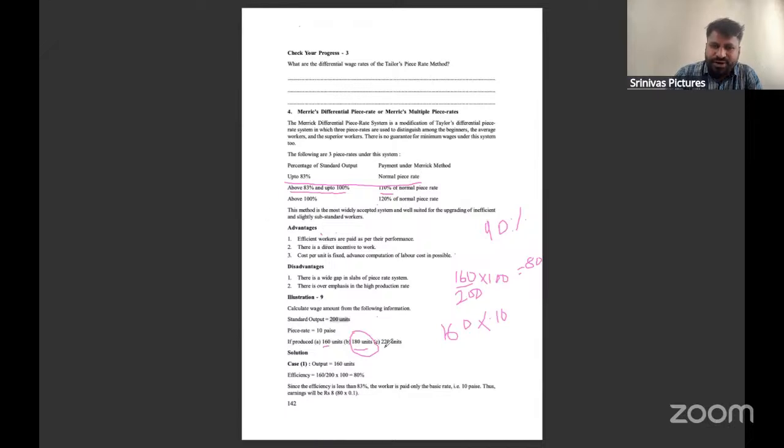And the third case is what? 220 units. Actually, the normal standard output is 200, but he is more than the standard. So he is going to receive the 120%. So according to that, he is going to receive the money.